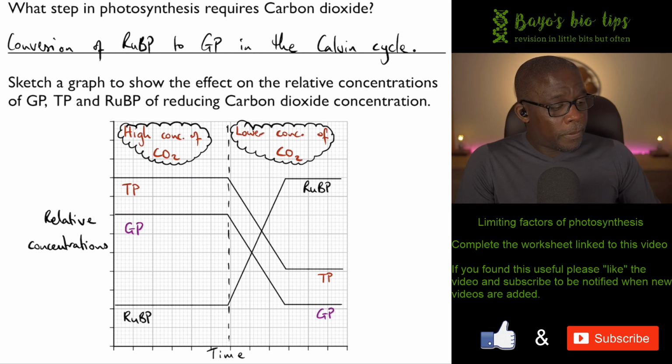The reason why is because the only step in the Calvin cycle which is affected by the carbon dioxide concentration is the conversion of RUBP to GP, which therefore means that if we lower the concentration of CO2, there's less CO2 available for RUBP to be converted to GP, and as such it accumulates, whereas the other 2 molecules continue to be converted onto the next step all the way up to RUBP, and as such their concentrations drop.